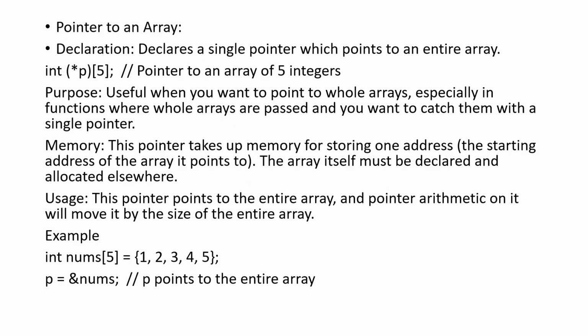Pointer to an array. It declares a single pointer which points to the entire array, as in int (*p)[5]. Since the array subscript has higher precedence than the pointer, we have to put the pointer inside the parentheses. When we put it inside the parentheses, the star gets the higher precedence, so it becomes a pointer variable. It is a pointer to an array of 5 integers.